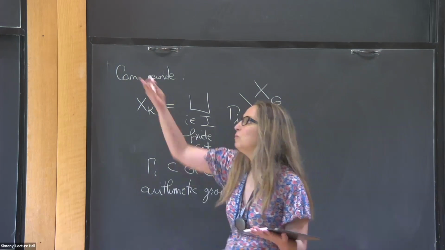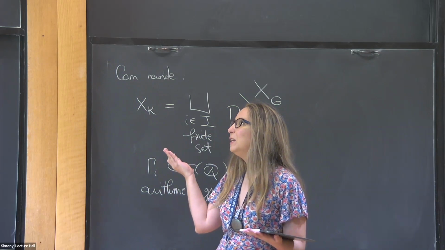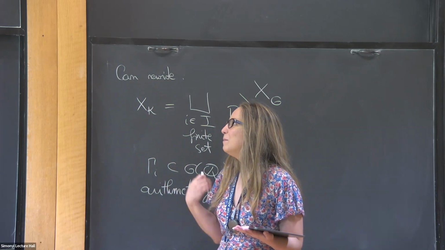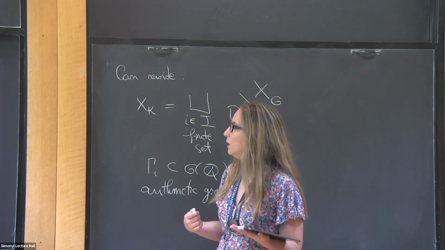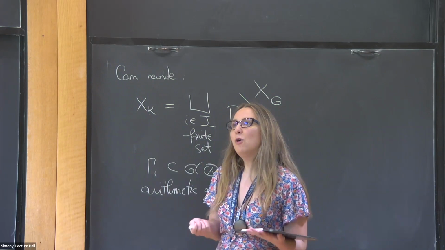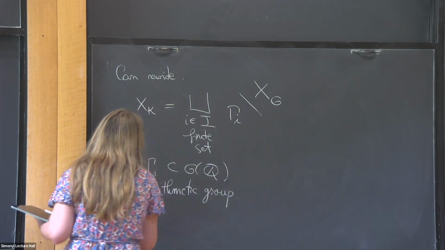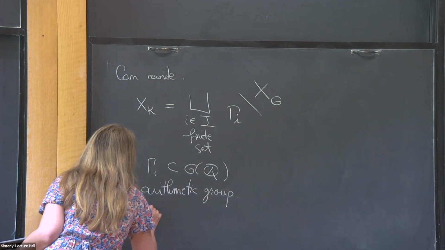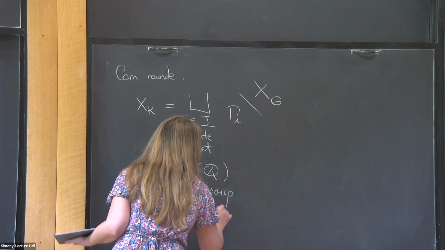So maybe our group has a model over Z, just like SL2, right? You can think about matrices that have integer entries and determinant 1. So SL2 has a model over Z, and then you can think about congruence subgroups. Subgroups cut out by congruence conditions.